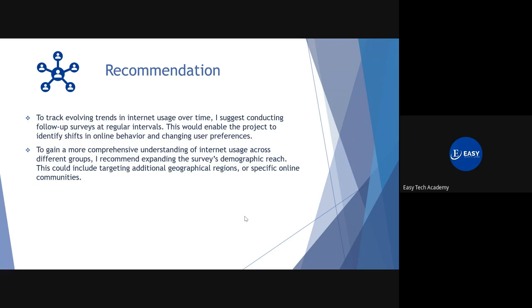This second point speaks more, but this first point, I'm trying to actually understand this. I was struggling to track evolving trends in internet usage. I suggest conducting a follow-up survey at regular intervals. Why? Why do you want a regular survey? Which of the charts is telling us that we just need to do a regular survey? Or what do you see? Okay, this will enable the project to identify shifts in online behavior and changing user preferences.